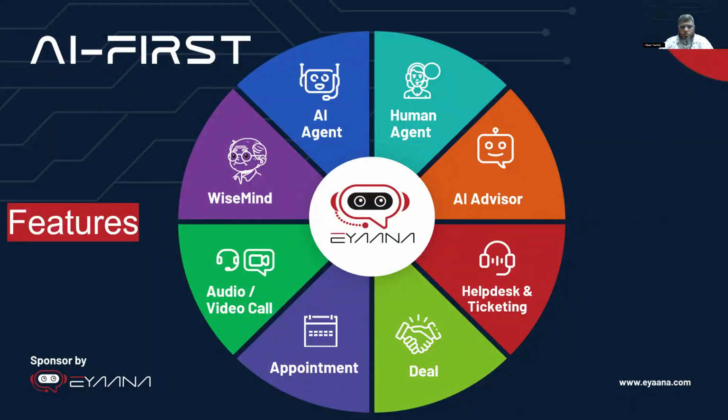Then we have the help desk and ticketing. This is the section which manages the customer inquiries and support tickets. It routes them to the right teams as per the priority and relevance of the issue.